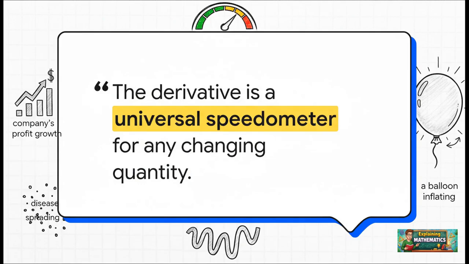The derivative is a universal speedometer. But it's not just for cars. It can be a speedometer for a company's profit, a speedometer for how quickly a patient's temperature is rising, a speedometer for how fast a city's population is growing. Literally, if any quantity is changing, the derivative can tell you exactly how fast it's changing at any given moment.